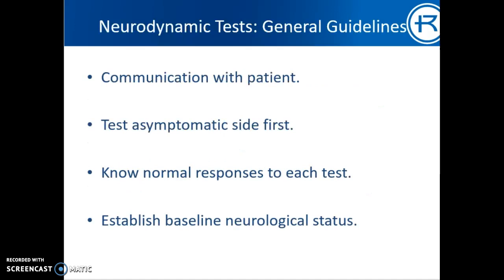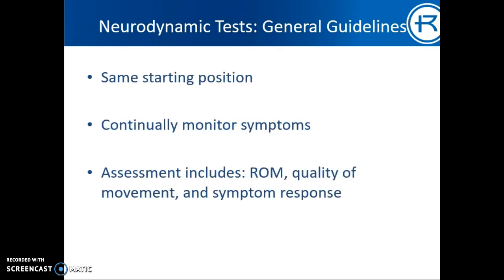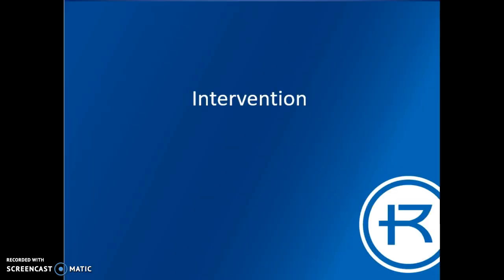Some general guidelines before you perform the test. Need to communicate with the patient. Need to test the asymptomatic side first. You need to know normal responses to each test and establish baseline neurological status. Start in the same position every time you perform the test. Continually monitor symptoms. And then in your assessment, again, what you're looking for while you're doing these tests is quantity, so the range of motion loss, the quality, and the symptom response.